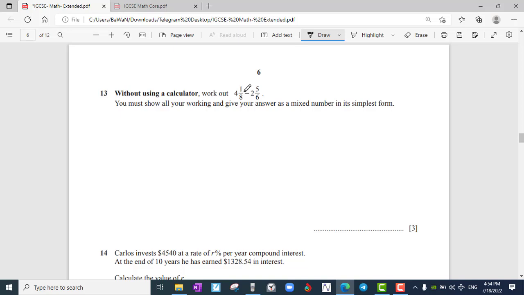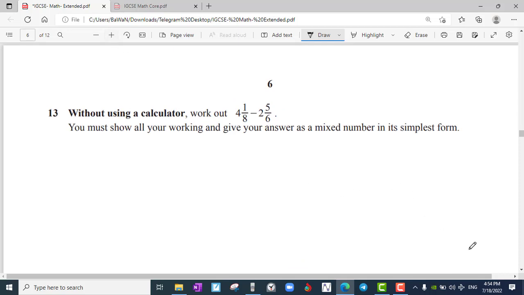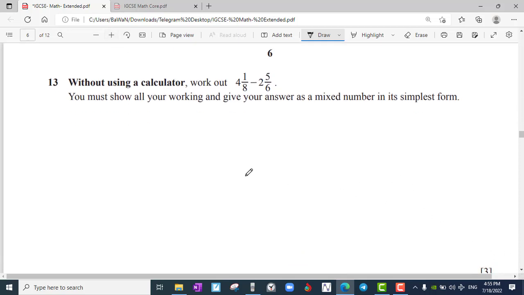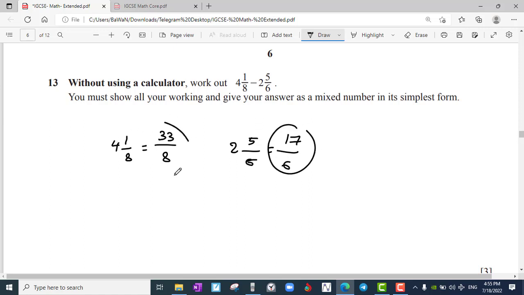Without using a calculator, work out 4 1/8 minus 2 5/6. Okay, without using a calculator, they mean show the steps, because using a calculator you can do this like a snip. But let's do it. 4 1/8 is equal to 4 times 8, 32 plus 1, 33/8. On the other hand, 2 5/6 is equal to 6 times 2, 12 plus 5, 17/6. Now we have these two fractions to subtract.